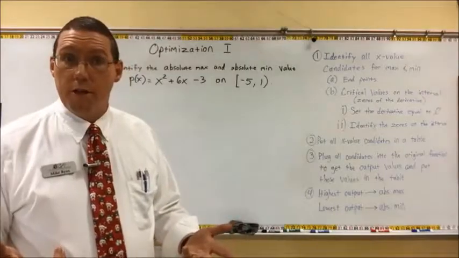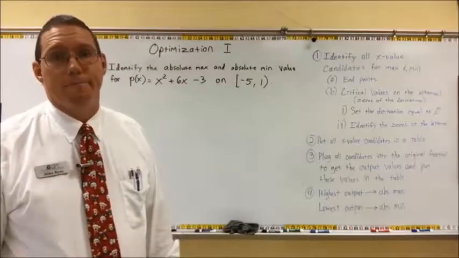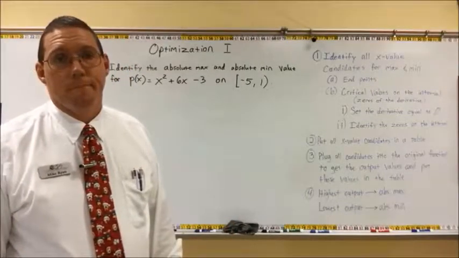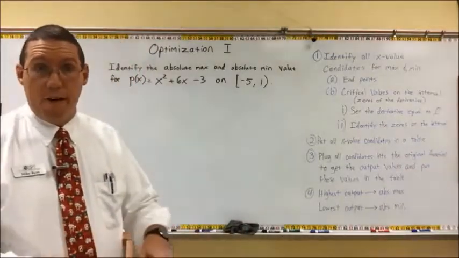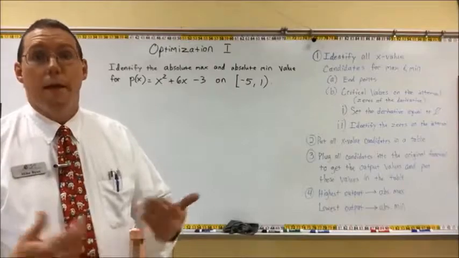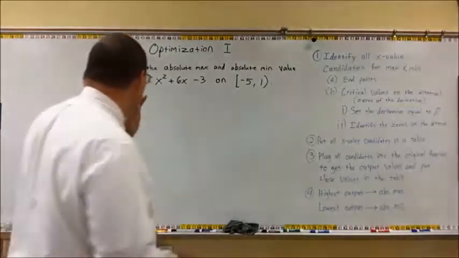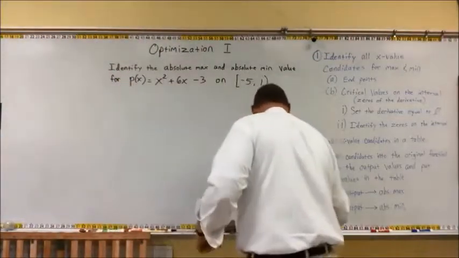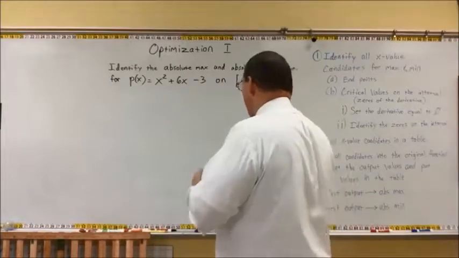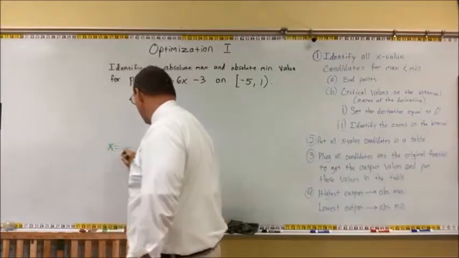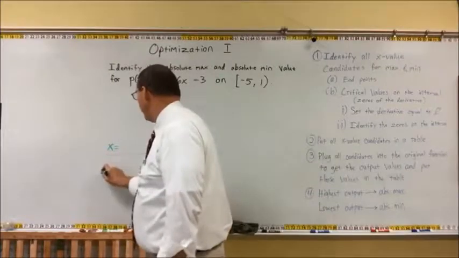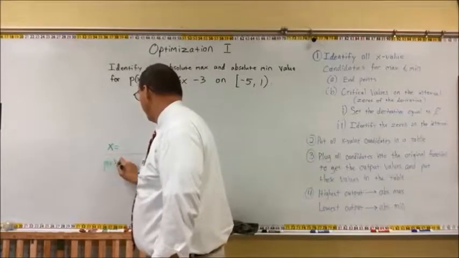Do you want to pause and try it? Do that right now. Okay, so hopefully you have a table in front of you, you've identified all your candidates and your outputs. Now let's confirm, okay? I don't think I'm going to need a calculator for this one. I'm going to create my table. I'm going to find my candidates. So I'll say x is equal to, and then I'll say p of x is equal to.